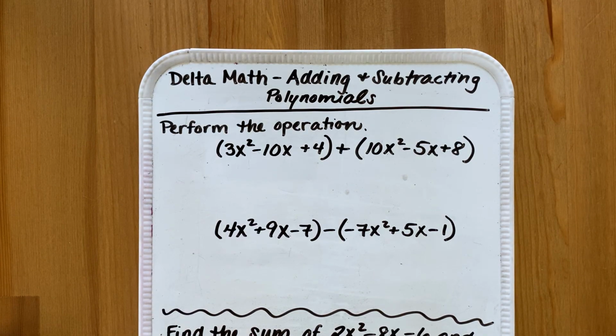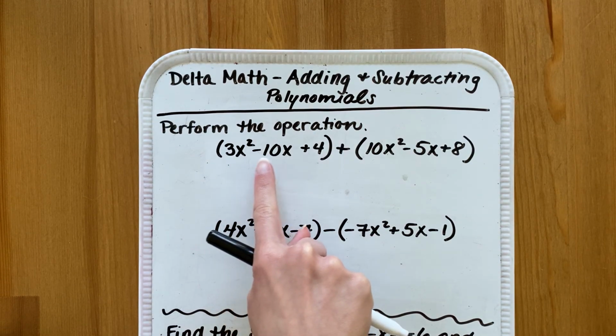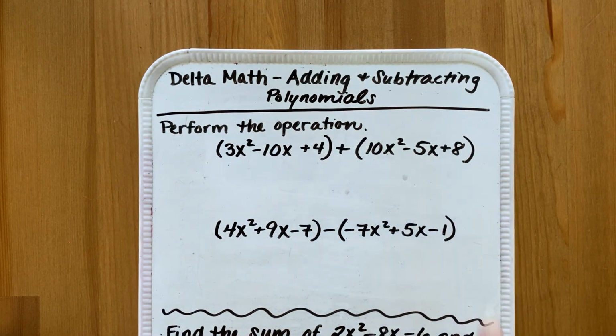These are examples of adding and subtracting polynomials from Delta Math. The key here is to combine like terms. So remember, like terms have to have the same variable and the same exponent to be able to combine. So you have two polynomials here. Both of them are trinomials because they have 1, 2, 3 terms each. 1, 2, 3 there as well.